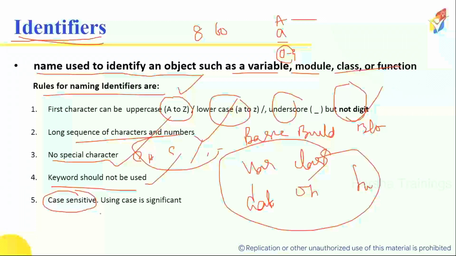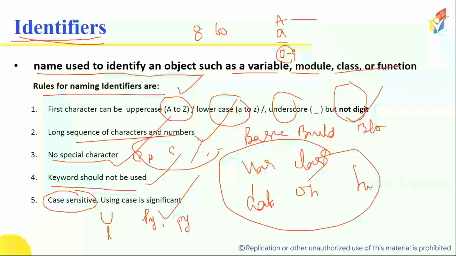The most important point is that Python is case sensitive. That means uppercase and lowercase are different. For example, if I write a capital P in Python, this is different from a small p in python. Python is case sensitive. Upper cases are different and lower cases are different.